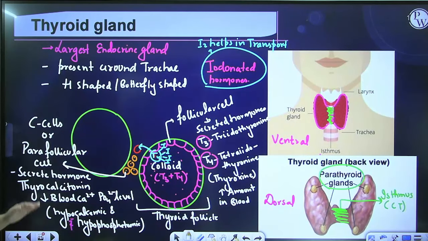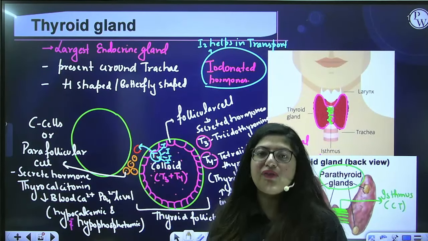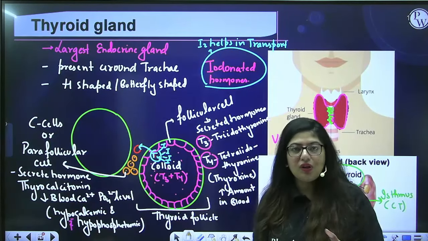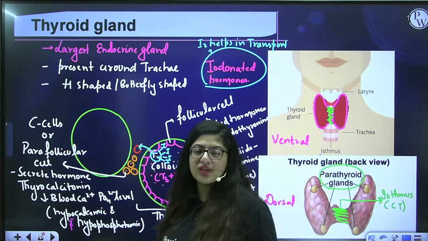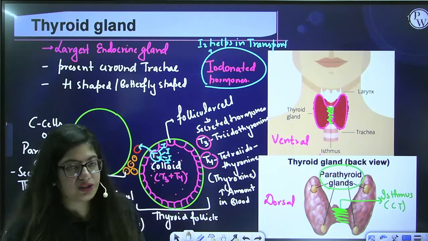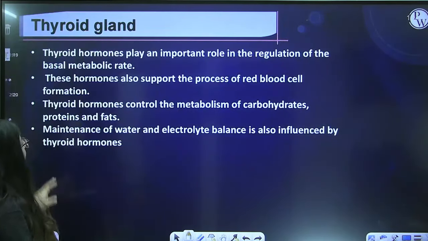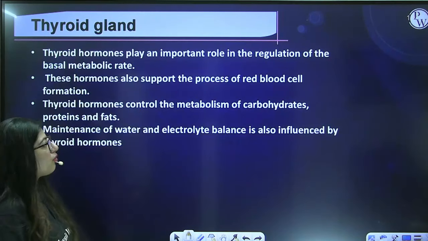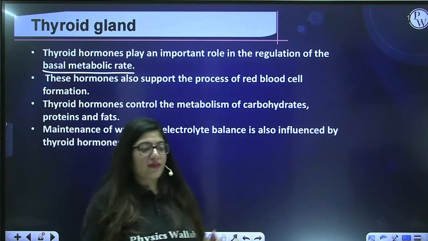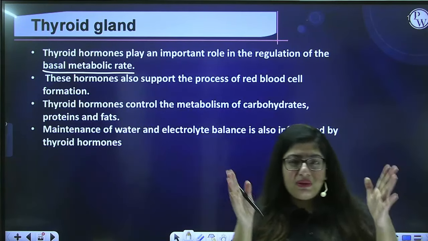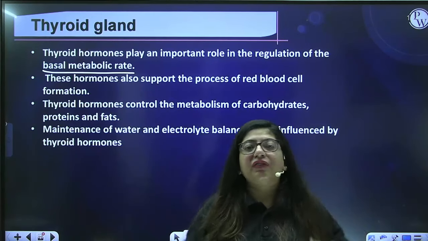All right. Sometimes you forget this hormone, but it's also secreted by the thyroid gland, and that's thyrocalcitonin. What's its function? It reduces blood calcium level. Now, what are the functions of your thyroxine? Let's see. First of all, it plays a very important role in the regulation of basal metabolic rate. If any person has a higher metabolic rate, that person will be very slim. If any person has a lower metabolic rate, they will be fatter.